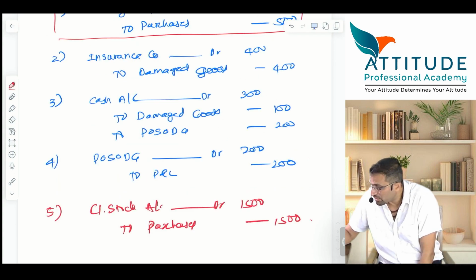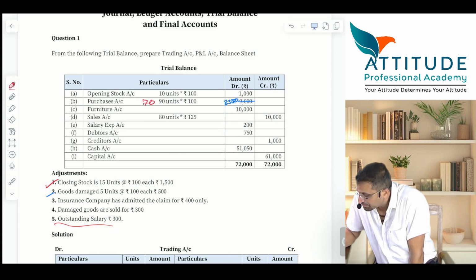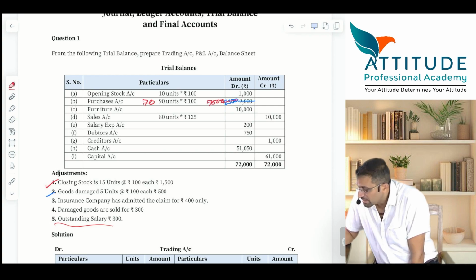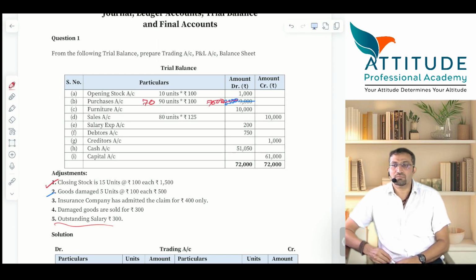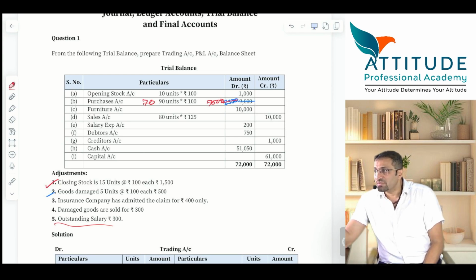सर क्या बात कर रहे हो? आपका वापस परचेजेस चेंज हो गया सर. ये परचेजेस विल बी 70 नाउ. हाउ मच? Purchases will be 70 and this will be 7,000. How much? 7,000. It means that even damaged goods, that is abnormal loss in the earlier cases, and closing stock can be adjusted against purchases. Can be adjusted against.